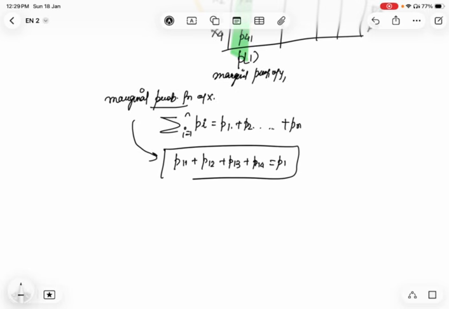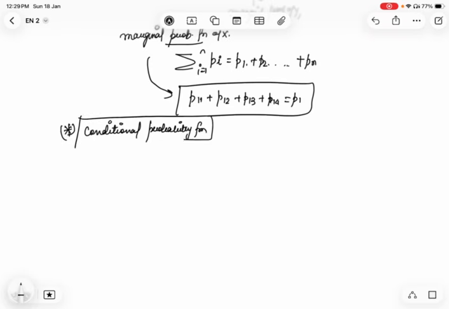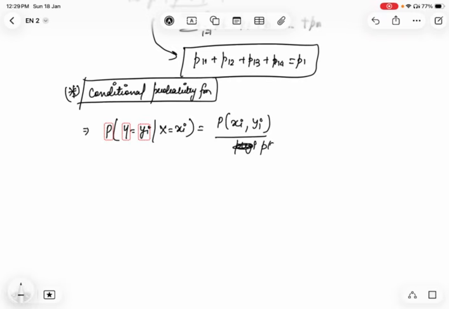And how will you define the conditional probability function? The conditional probability function is defined as the probability of y equal to yj given x equal to xi, that is equal to the probability of (xi, yj) divided by the probability of xi. So this is a conditional distribution function. It is the same as what we have taught before, but instead of A and B, we have the two random variables y and x.